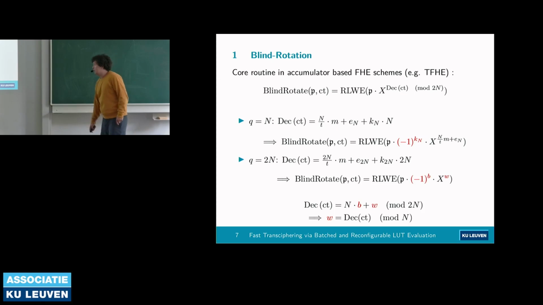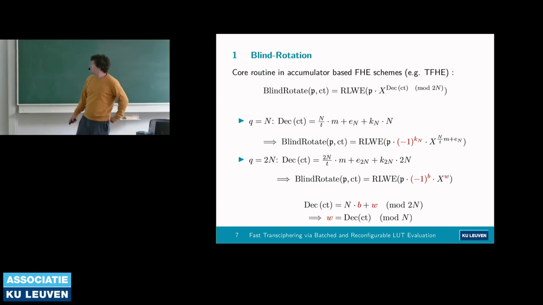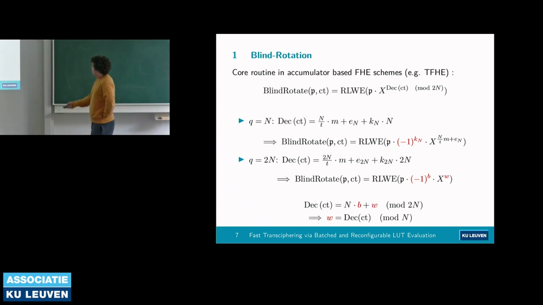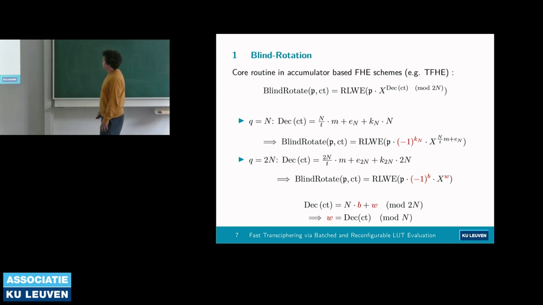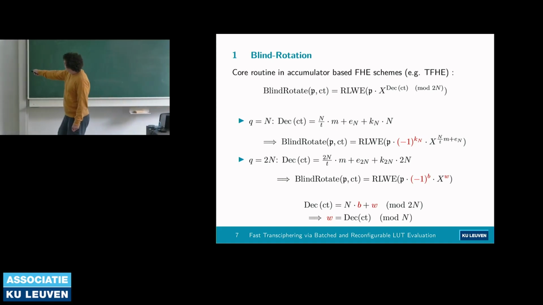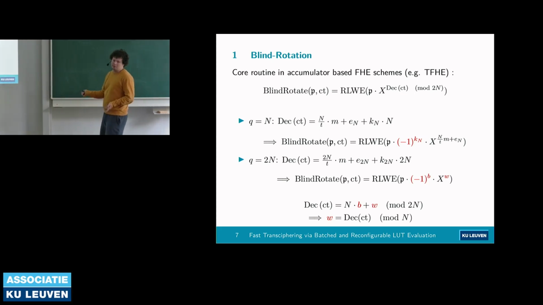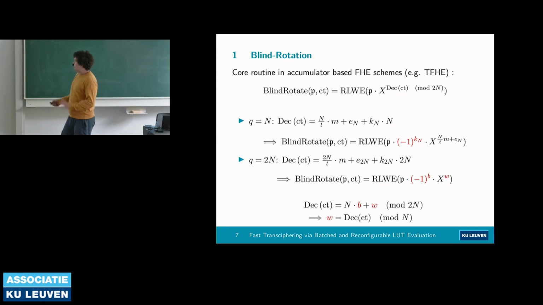Okay? And the second interesting case is when the modulus is equal to 2n. We can, again, write out the entire decryption here. And if we plug that back into the definition, again, we'll have a sign flip multiplied by a monomial. The only difference here is that this sign flip will depend on the most significant bit of the decryption of the ciphertext, whereas the power of this monomial is just going to be the encrypted ciphertext modulo n. All right, this is a bit abstract. It will be illustrated a bit more later.